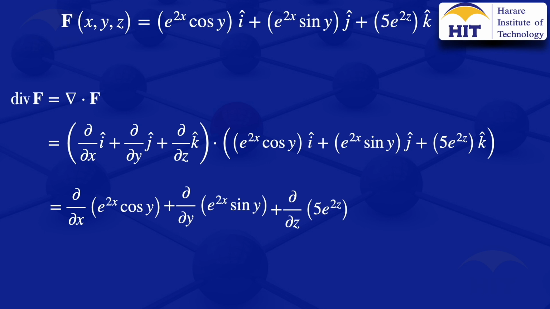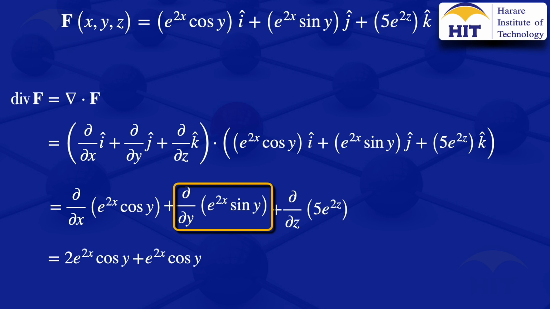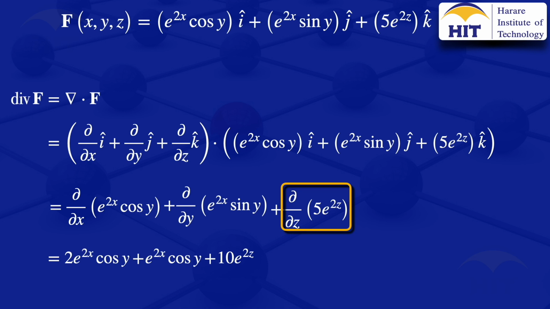The next step is now to evaluate those partial derivatives. We are looking at this part here and differentiating with respect to x, treating y as if it's a constant. The result that we get there is 2 e^(2x) cos y. I move on to the next part, the partial derivative with respect to y. We are differentiating with respect to y, treating x as if it's a constant, and the result is e^(2x) cos y. For the next part, differentiating with respect to z, the result is 10 e^(2z).